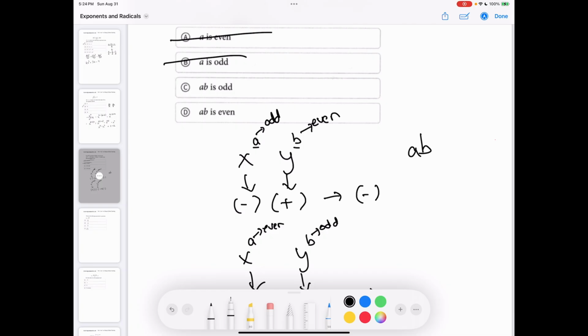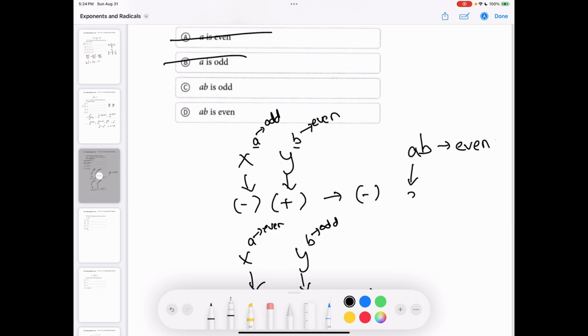Okay? So whenever I have an odd number multiplied by an even number, that result will always be even, right? So you can just plug in some numbers if you're unsure of this, right? Let's say a is odd.